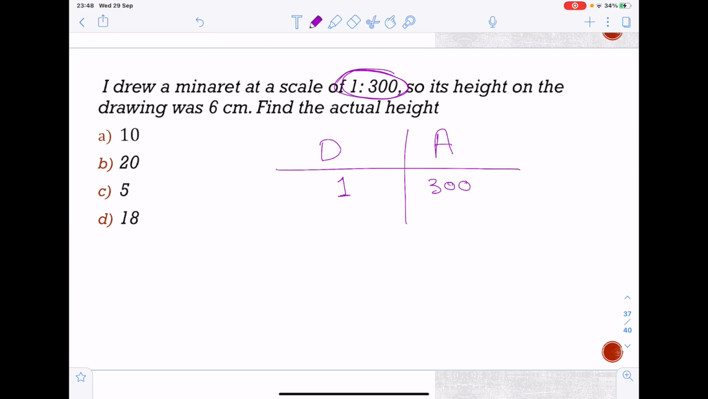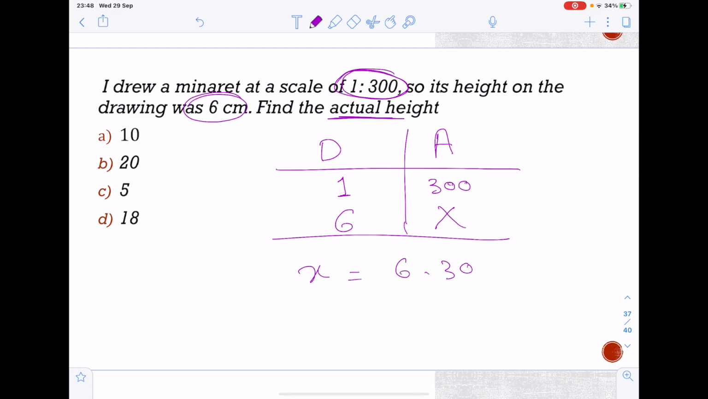So here it asks what is the actual. So this is x if the drawing is 6. So do cross multiplication. My x would be 6 times 300 over 1, which is 3 times 6 is 18, so it is 1800. Sorry, there was a mistake here.